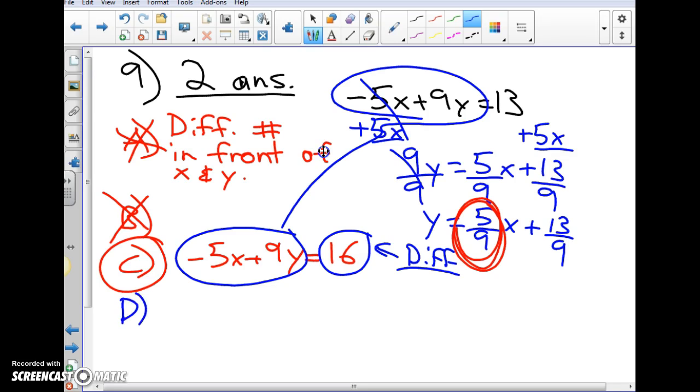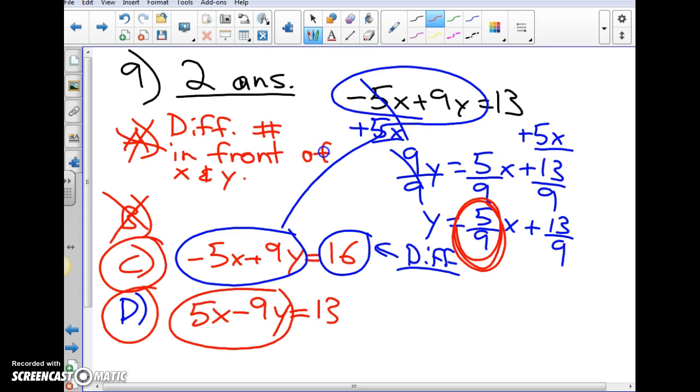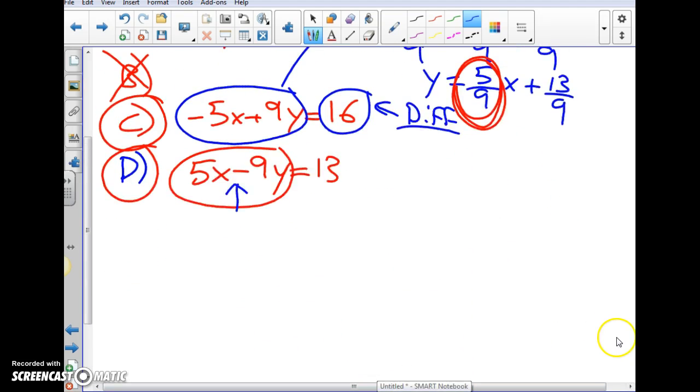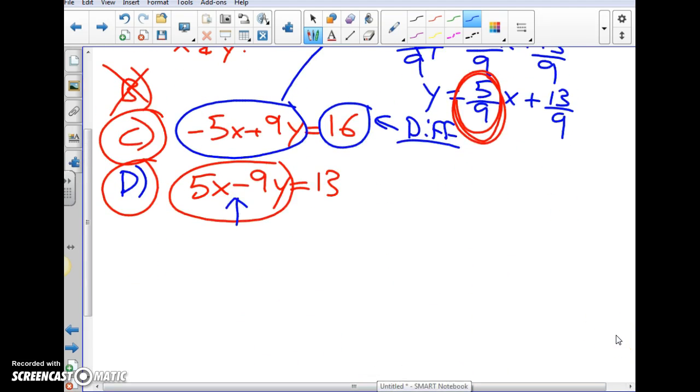Another answer to this problem is D. Check it out. 5x minus 9y. I've got the same numbers here, so it could be an answer choice. The only problem is I'm sure that negative sign threw you off a little bit. So I'm going to change D over and see if I get the same slope of 5/9.